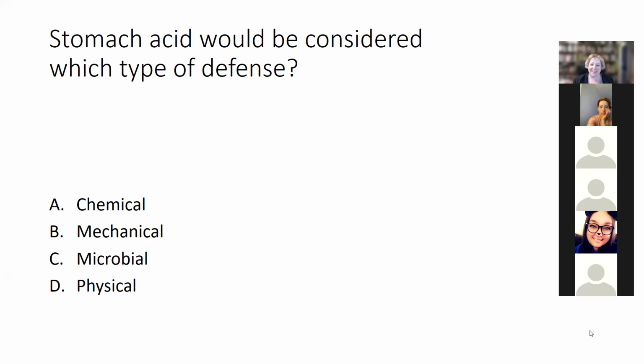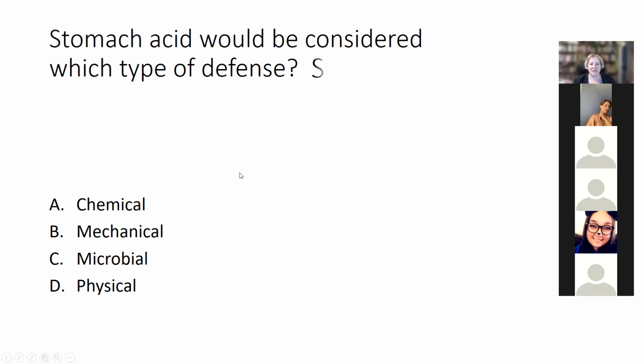Very good. Now, as a tie-in to chapter 7, an organism that would be able to survive and grow happily in the stomach would be called a what? Acidophile. Acidophile. Good job. Okay, so here's my next one.